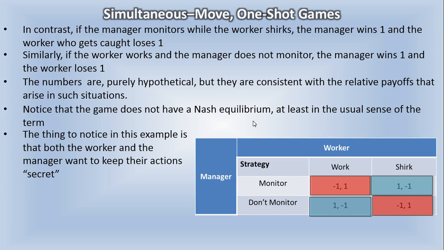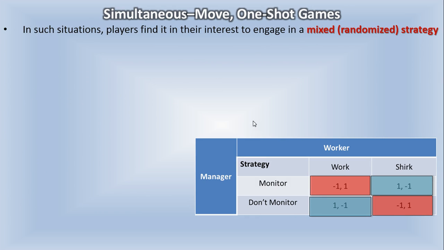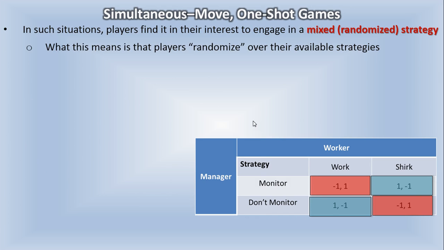The thing to notice in this example is that both the worker and the manager want to keep their actions secret. If the manager knows what the worker is doing, it will be curtains for the worker and vice versa. So in such situations, players find it in their interest to engage in what's called a mixed or randomized strategy. What this means is that players randomize over their available strategies. So they basically don't have any set plan. They just kind of randomly do things.